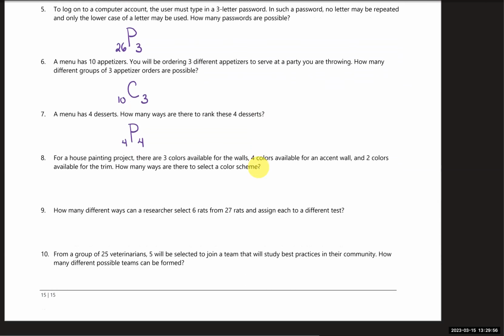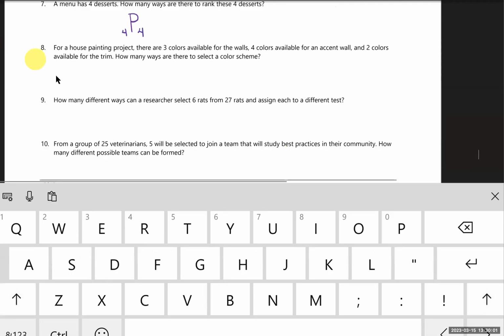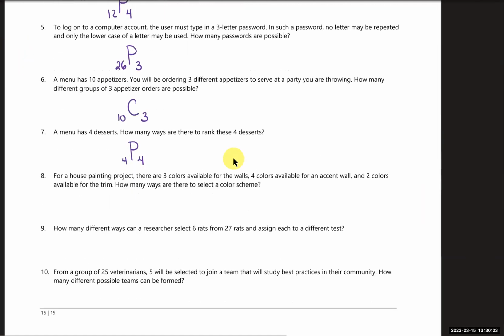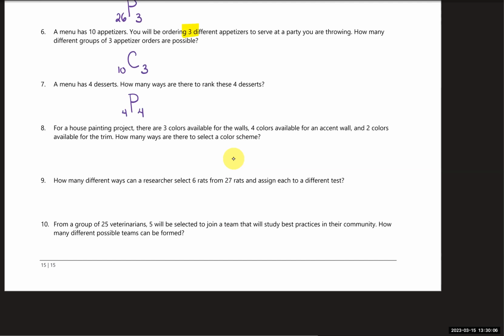All right, now, those last 2 examples, I'm going to highlight some things. So for number 6, we were choosing 3 appetizers from a possible group of 10. And number 7, we were choosing to rank 4 desserts from a group of 4. So I want to look at how 8 is worded. For a house painting project, there are 3 colors available for walls, 4 colors available for an accent wall, and 2 colors available for a trim. How many ways are there to select a color scheme?